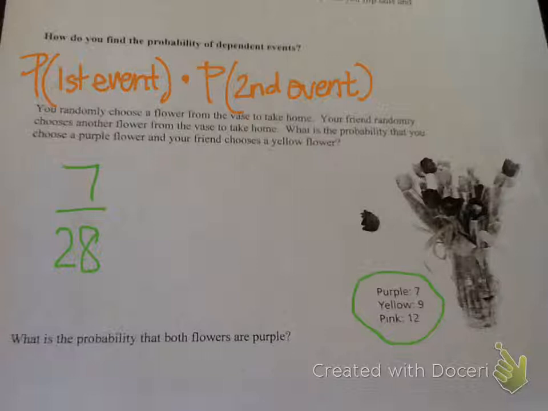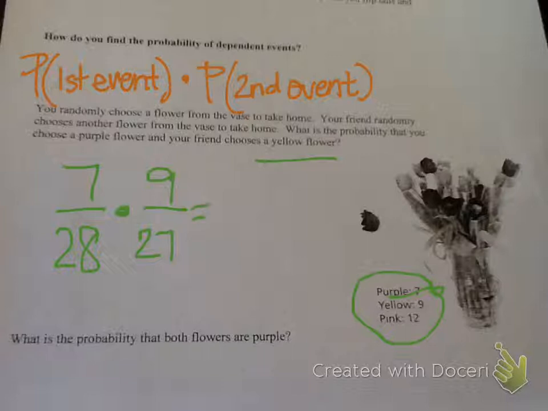Now, your friend took that flower home. It's gone forever. It's never going back in the vase. So now there are 6 purple flowers. So the probability of the second event happening is out of a total of 27 flowers because we've taken one purple one out. And your friend is choosing yellow, but there's still 9 yellow. So it would be 9/27 is the probability of the second event.